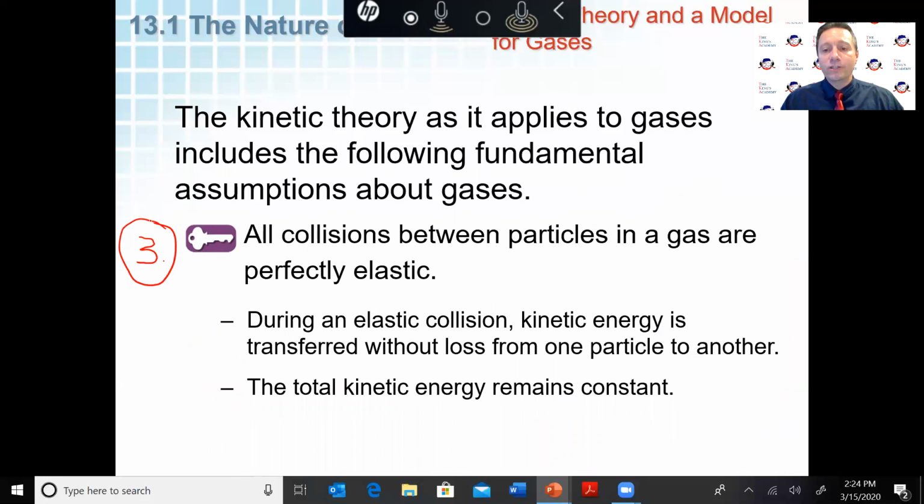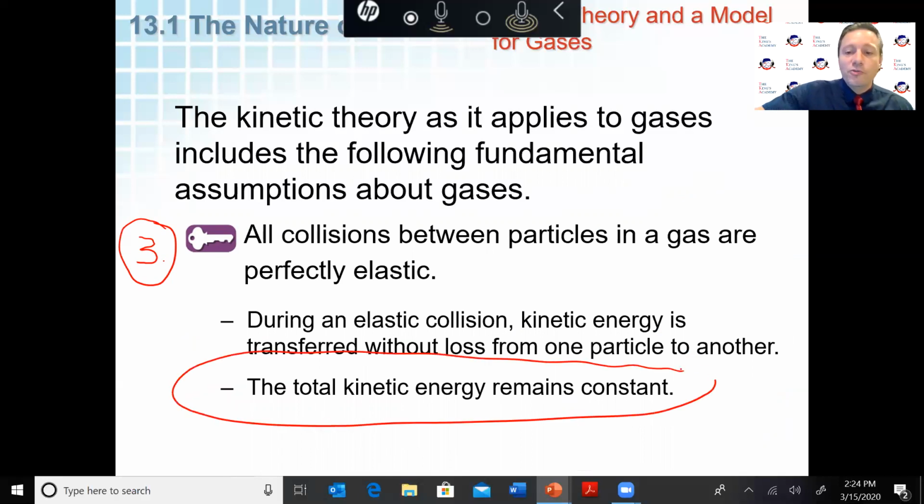All collisions between particles in a gas are perfectly elastic. So that means the energy is conserved. I want you to make sure you notate that. When we talk about an elastic collision, the kinetic energy that the particle had before it struck the wall or another particle is going to be completely conserved. It is not lost. It will maintain the speed, the velocity that it has, after it strikes and leaves. So there is just a transfer of energy. It is not lost. The total kinetic energy remains constant.